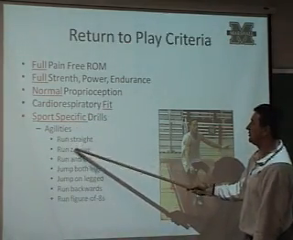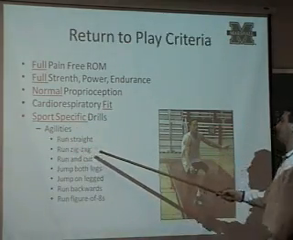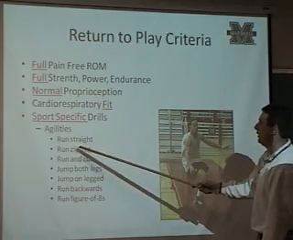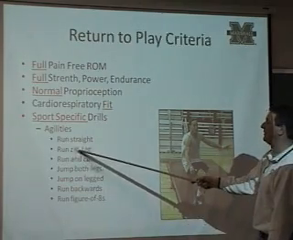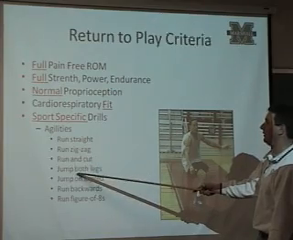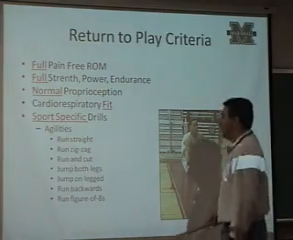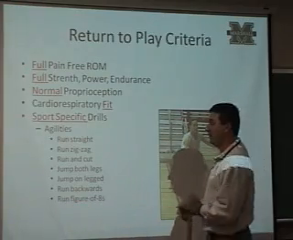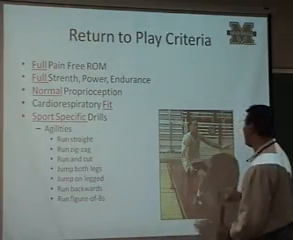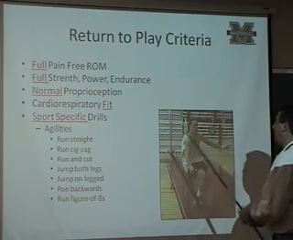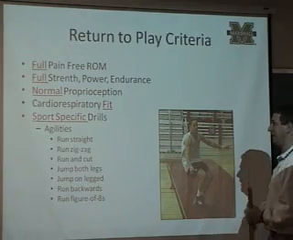Sport-specific drills, they can run straight away. So for, say, an ankle injury, for instance, they can run straight, they can run backwards, they can do zigzags, they can run and cut, they can jump, two-legged jumps, they can jump from one leg up and down, they can run figure of eights, they can do all the sport-specific drills they need to do to be able to function in that sport.